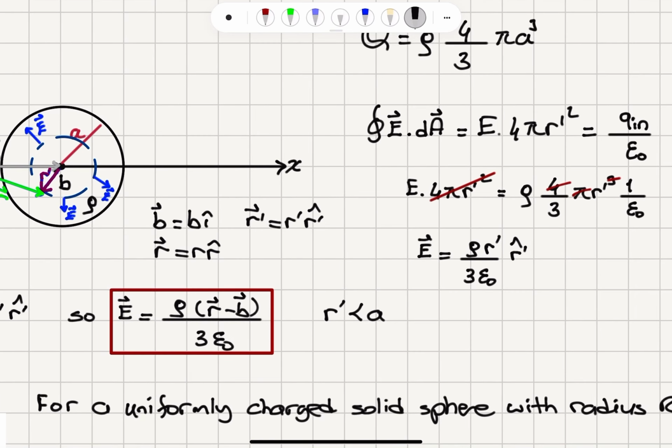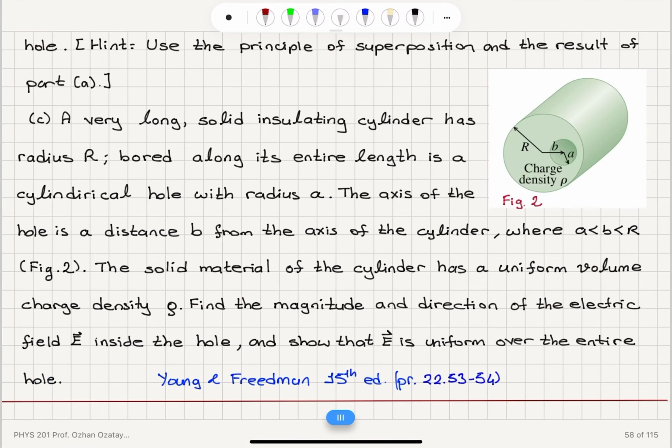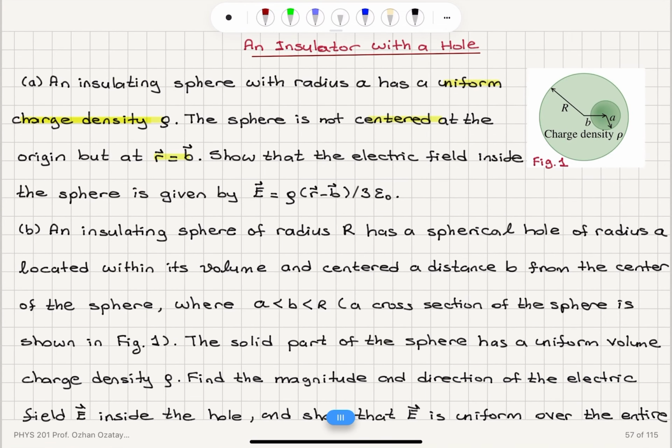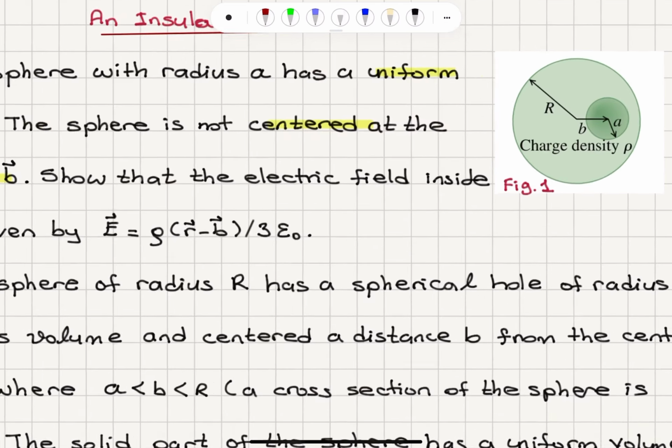So that's basically taking a radius less than the radius of the sphere a. So that's the condition we have in mind. Now in part B, an insulating sphere of radius capital R has a spherical hole of radius a located within its volume and centered a distance b from the center of the sphere, where b is between a and capital R. A cross-section of the sphere is shown in figure 1.